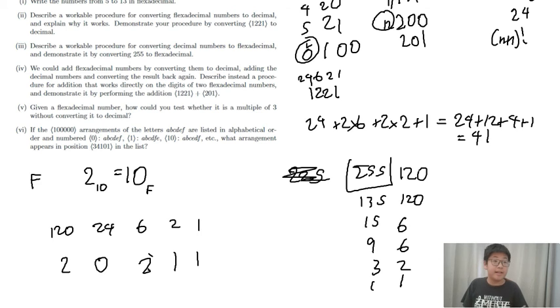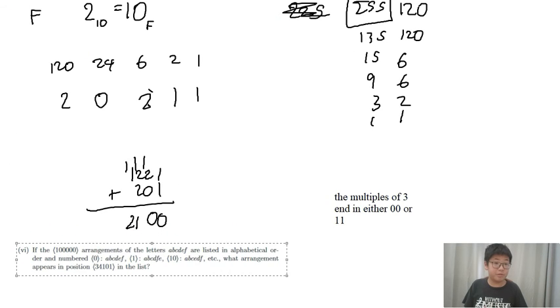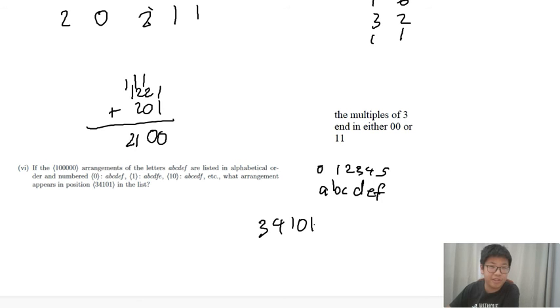Alright, so if the 720 arrangements of the letters A, B, C, D, E, F are listed in alphabetical order, what arrangement appears in position 3, 4, 1, 0, 1 in this list? So firstly, we're going to move this question down so that I can see it better. And secondly, we're going to write down A, B, C, D, E, F. Now we're going to label our list 0, 1, 2, 3, 4, 5. And then we now have the number 3, 4, 1, 0, 1 in factorial base.